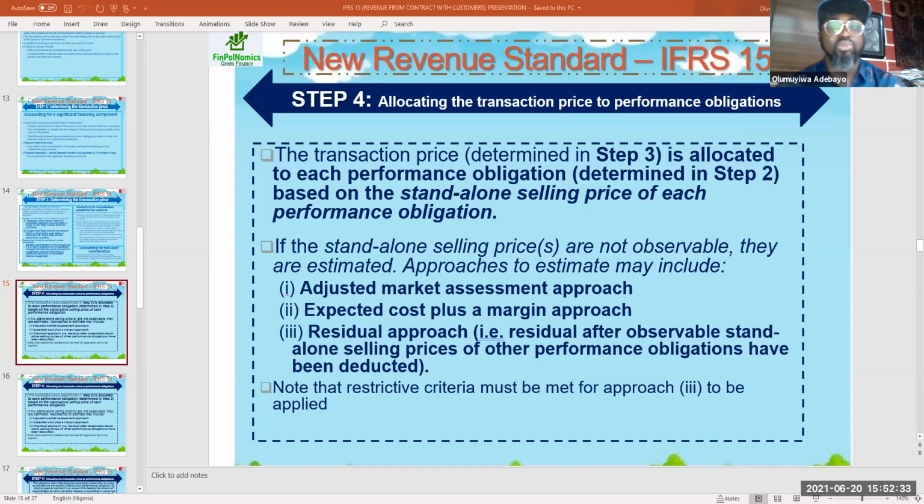Which one are we going to use? Who will answer? Now, we are going to make use of the residual approach. Why? We have facts about the standalone price of the assets. Therefore, I'll come here, I'll say, okay, the asset is this.